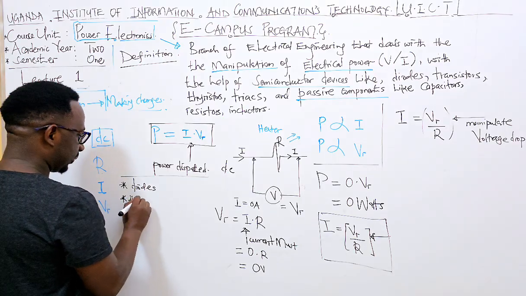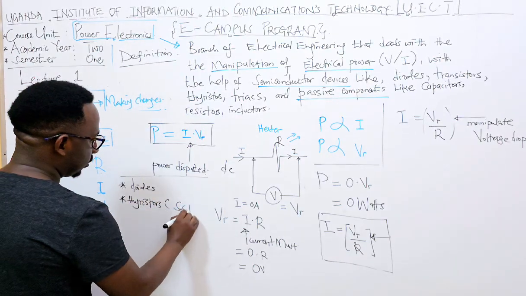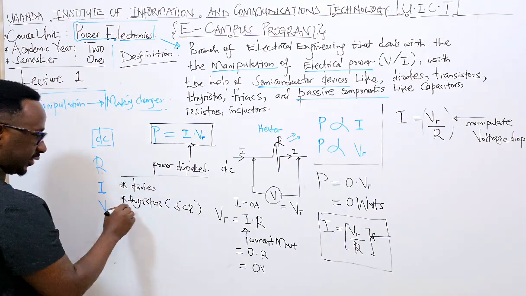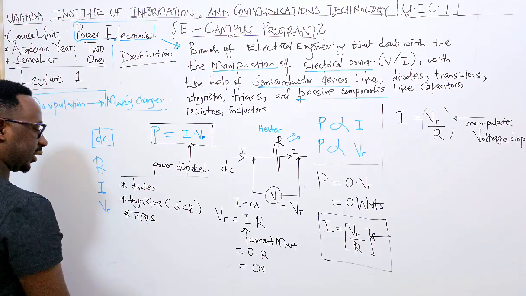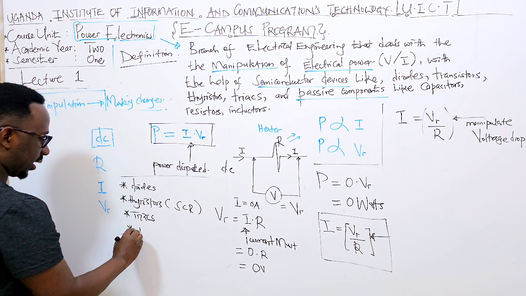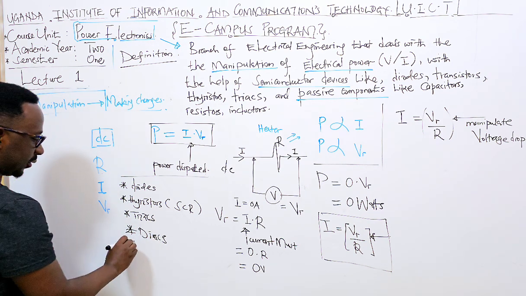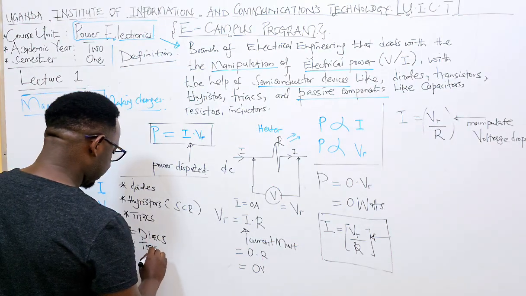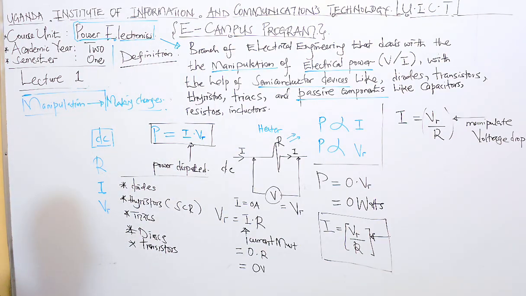We have thyristors, call them silicon controlled rectifiers. This is an uncontrolled rectifier. This is a controlled rectifier. So we have triacs. These are for AC circuits. These are for DC circuits. So we have diacs. So these are not the only devices. So we can have transistors of different types for different reasons.